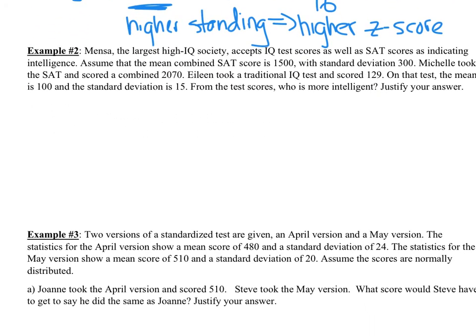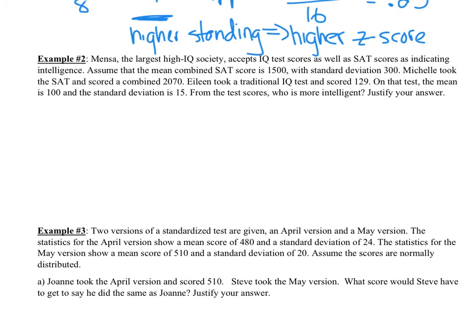Okay, number 2. We have IQ tests. Now Mensa takes IQ, but they also take SAT scores. So if you want to know who's smarter, I guess. If we read this over, assume that the mean combined SAT score is 1,500, with a standard deviation of 300. Michelle took the SATs and got a 2070. So we have an SAT score for Michelle.